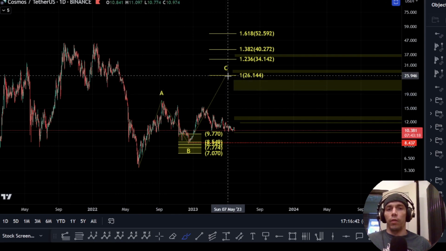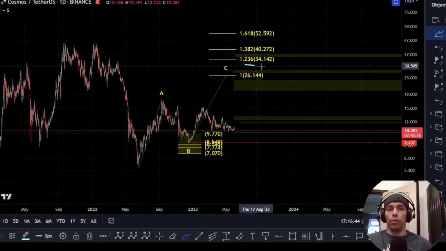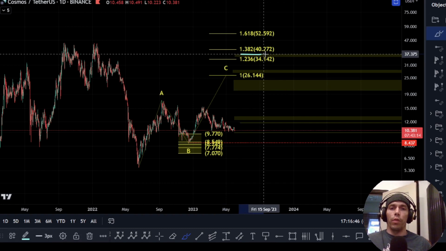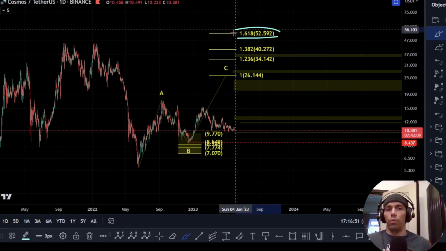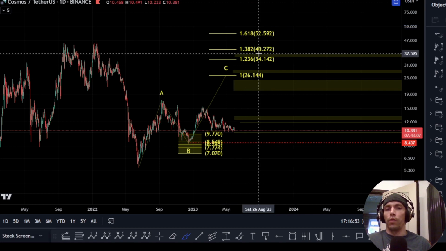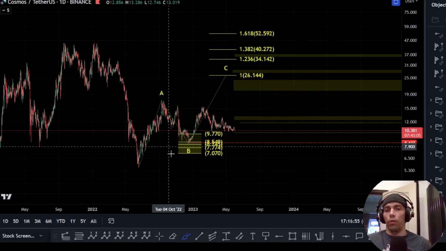Now if we were looking at this as pushing up higher, we have the 1.236 here at this 34, this 1.382 at this $40, and then we have this 1.618 here towards this zone of this 52.59. So this would be looking at it in a corrective way.